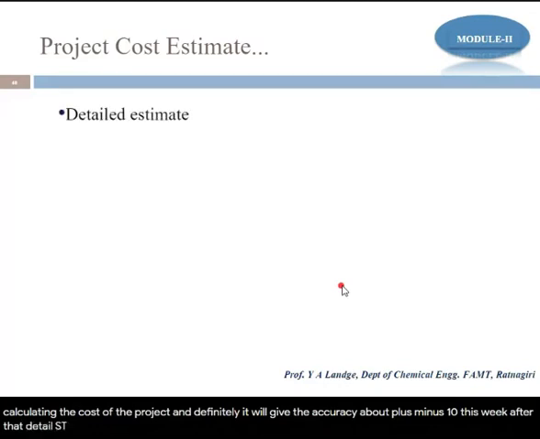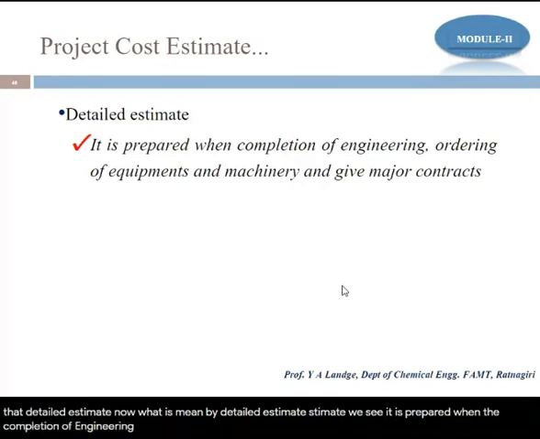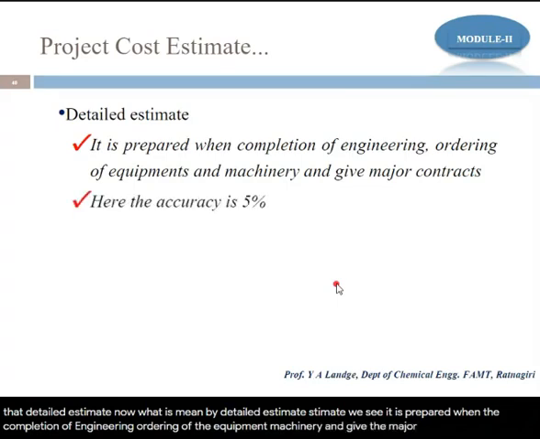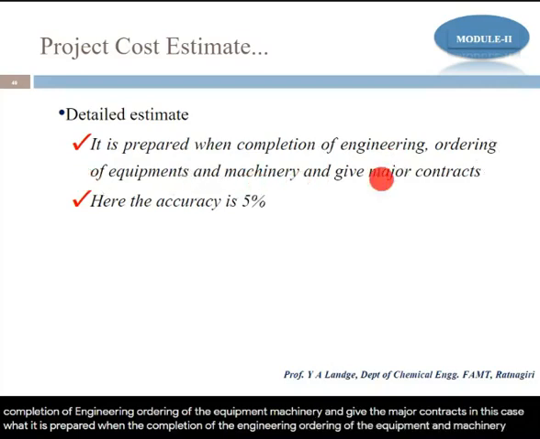After that, detail estimate. Now what is meant by detail estimate? The detail estimate is prepared when the engineering is complete, the equipment and machinery are ordered, and the major contracts are given.